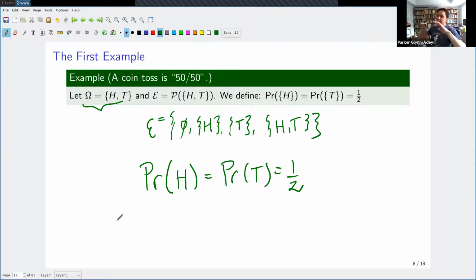So what this does is it gets rid of all the philosophical questions. We don't have to worry about physical coins anymore. We can just look at the abstract structure.